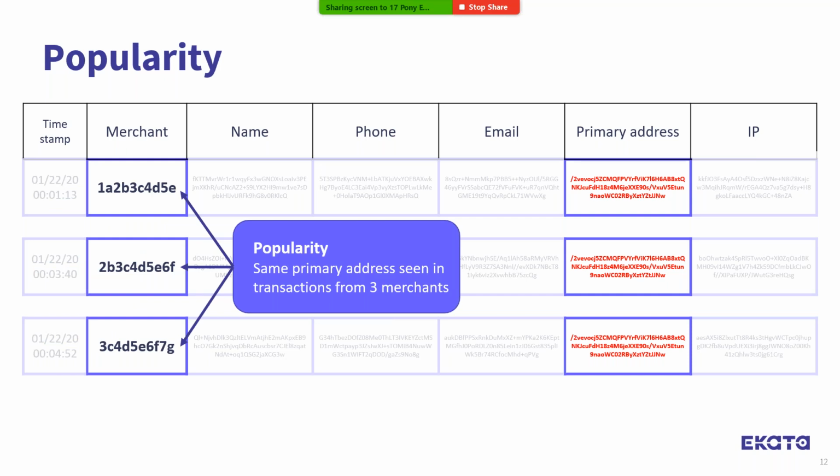Popularity is when we look across a bunch of different merchants and see how many merchants we have seen this particular identity element. So it may be normal to transact across 10 different merchants in a month, but likely not 100. And as you can see, the same primary address was seen in transactions from 3 different merchants. In a 30-day window, that may not be super suspect, but in a 5-minute window, that's not as practical, unless you have magic autofill abilities and you really want to buy a lot of things very quickly.